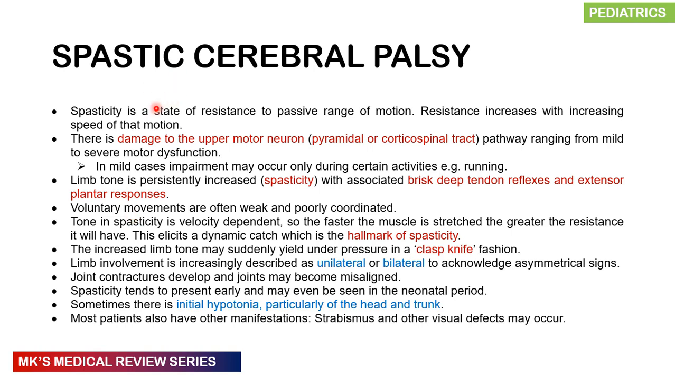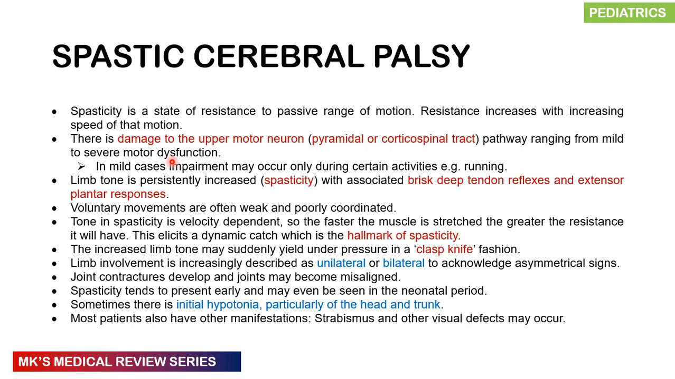Most of the time, the damage that's happening here is affecting the upper motor neurons, and remember, upper motor neurons are predominantly the pyramidal or corticospinal tract, and these are going to result in hyperreflexia. They're going to result in spasticity, so the tone of the muscle will be increased. These can range from mild motor dysfunction to even severe motor dysfunction. With the milder cases, it may not even be evident at rest. It may only become quite evident when they're doing specific activities such as running, while in the severe forms, it may even be evident at rest.